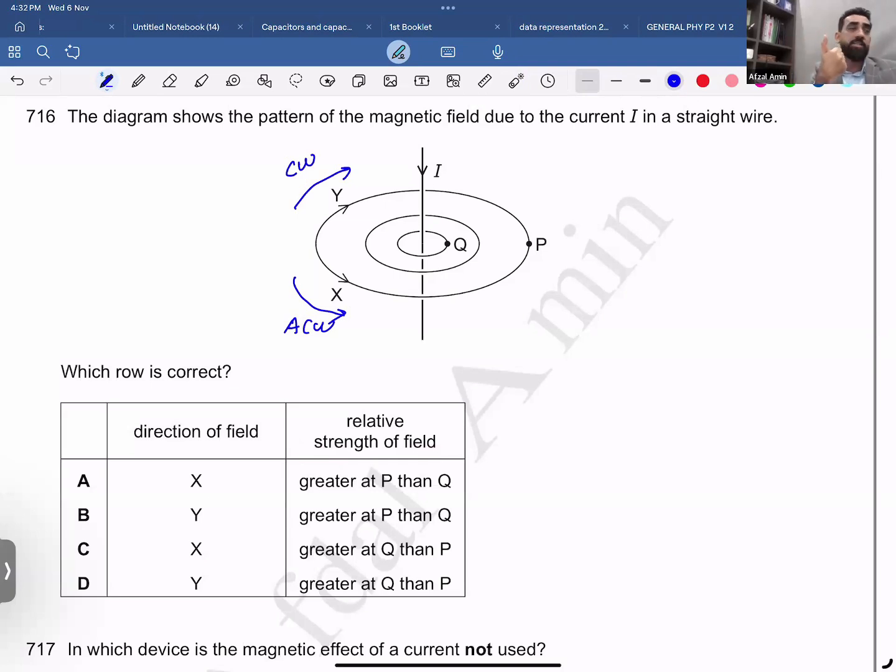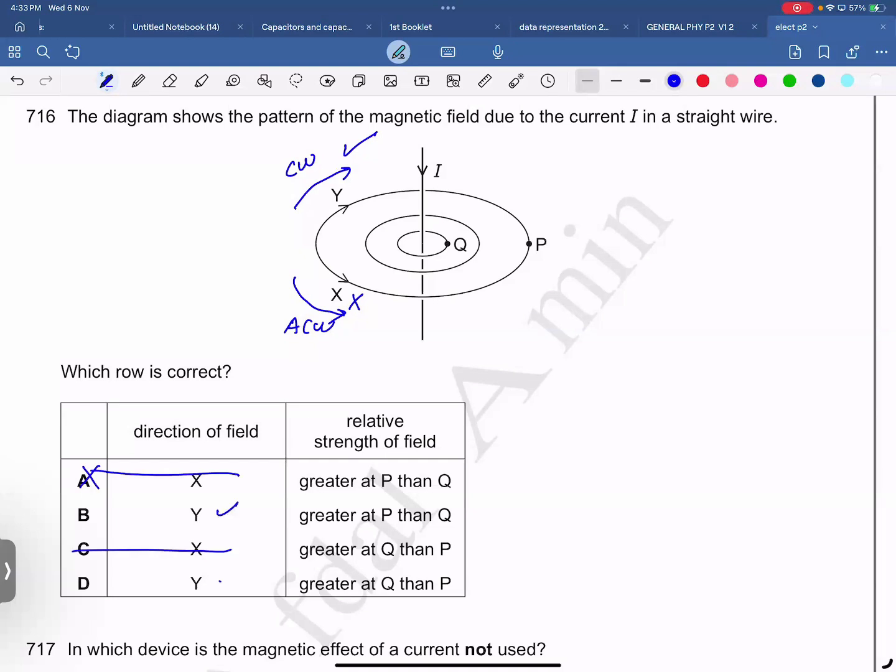We use the right hand thumb rule. Use your right hand and point the thumb in the direction of current. Is this current up or down? Down. Make your right hand thumb down and look how your fingers are rotating. If you make the right hand thumb down, fingers are rotating clockwise. So the first task is the direction is clockwise using the right hand thumb rule. So X is wrong. So either this or this.